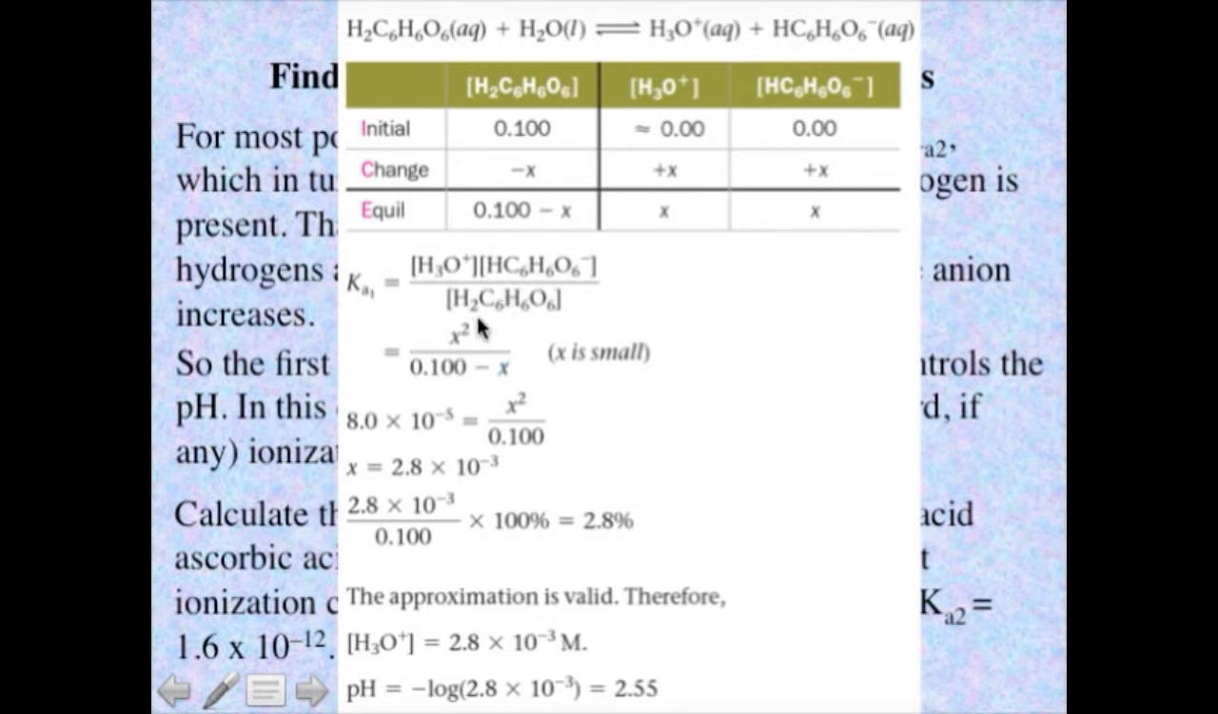Plugging those values into the mass action equation, and then using our X's small approximation, because the K value is so small, we solve for X and end up with 2.8 times 10 to the minus 3 as our hydronium ion concentration. Checking the validity, we divide the amount that is ionized by the initial concentration, and we get a percent ionization of 2.8%, which is less than 5%, so it is a valid approximation. Therefore, the hydronium ion equals 2.8 times 10 to the minus 3 molar, and the pH is 2.55.